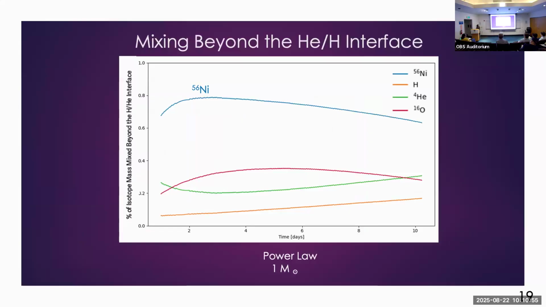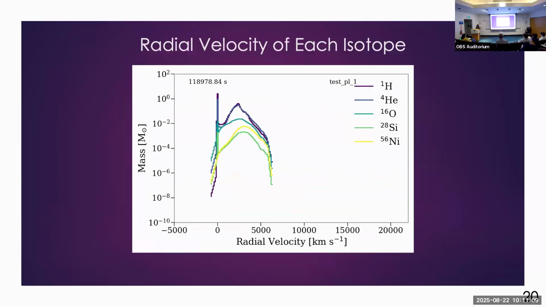We also wanted to explore how much of each isotope mass is mixed beyond the stellar envelope. We see here that the nickel ejecta, shown in blue, decelerates and surprisingly mixes back in as it encounters a heavier environment. We can also see this when looking at the kinematic evolution of the ejecta through this movie depicting isotope mass and the velocity distribution.